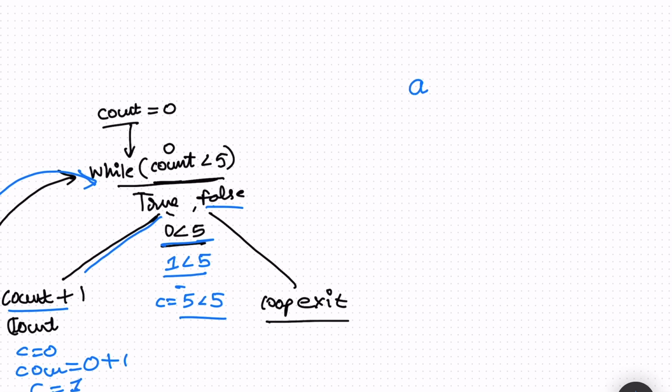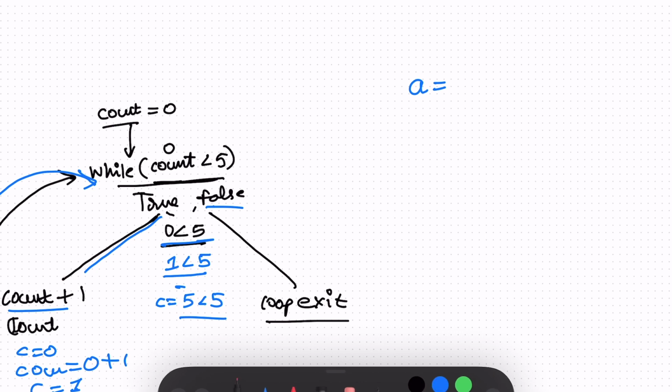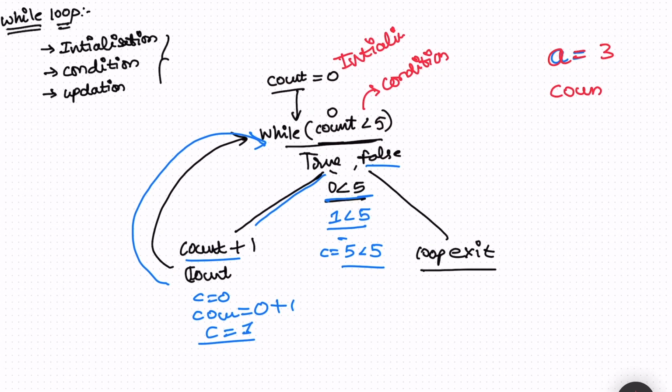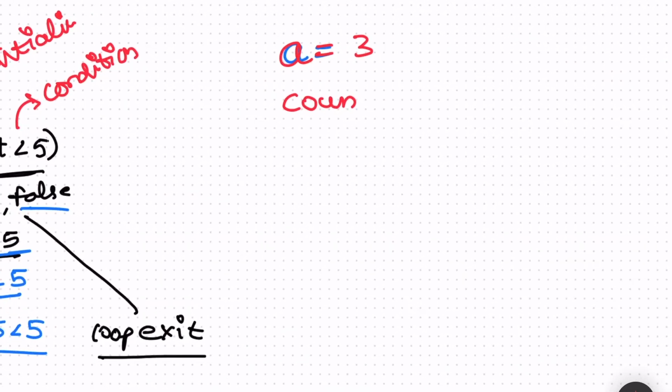So how will you write this? Initially take a value, a is equal to 3. And I already told you that you need to initialize. So what are the steps we use here? Here initialization, and this is condition. And to again reuse the condition, we are updating here. So this is updation. These are the three steps we will use in the while concept.